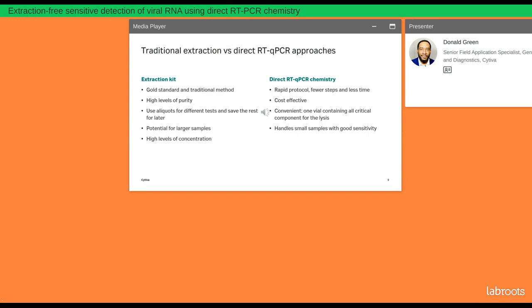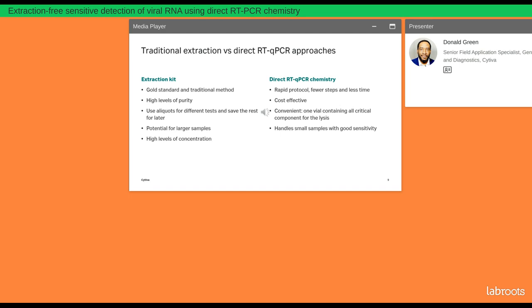So if we take a look, just an overall high-level viewpoint of traditional extraction versus our direct RT-qPCR approaches, traditional extraction is still great, right? It's the gold standard in traditional method. It gives you high levels of purity. You can use the aliquots later for different tests, save the rest. Potential for larger samples and gives you very high levels of concentration.